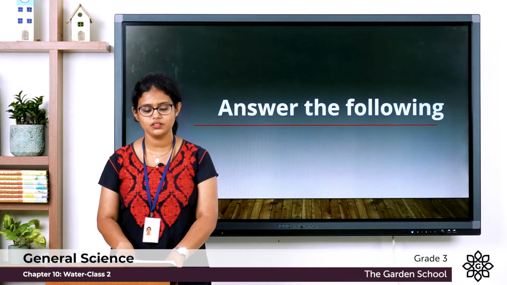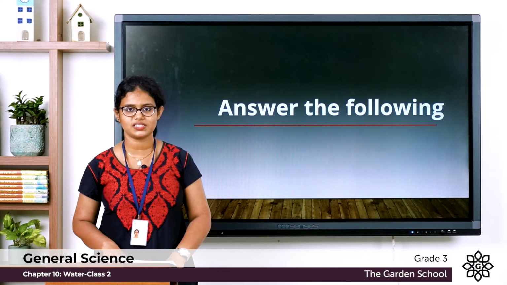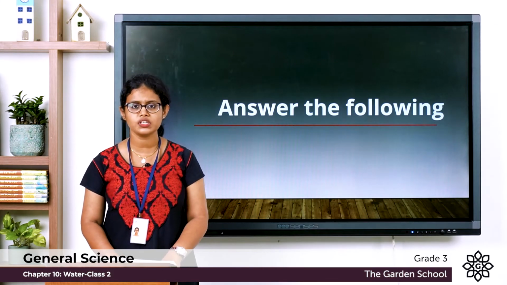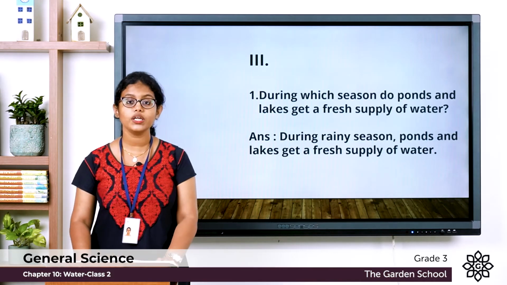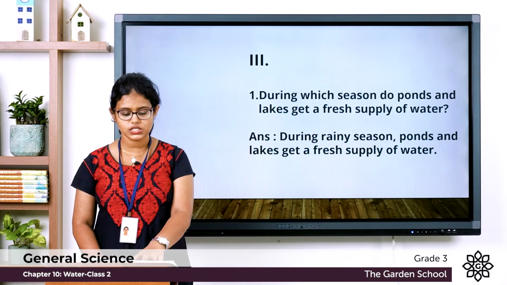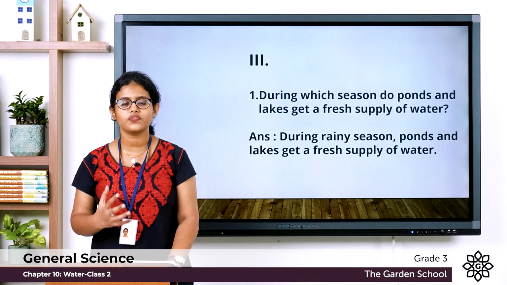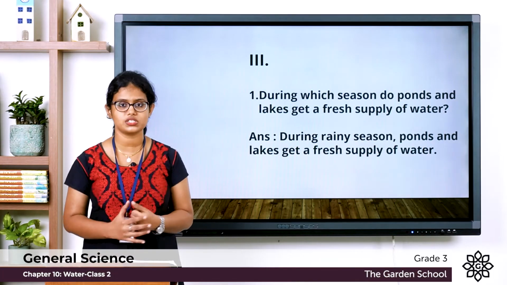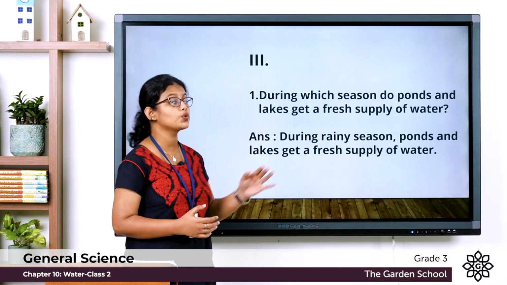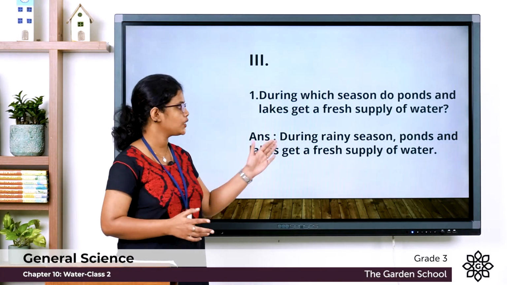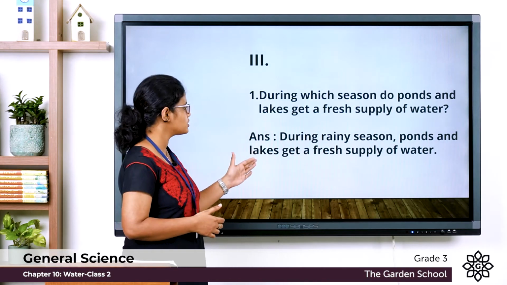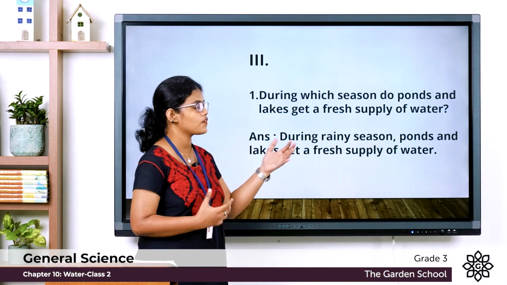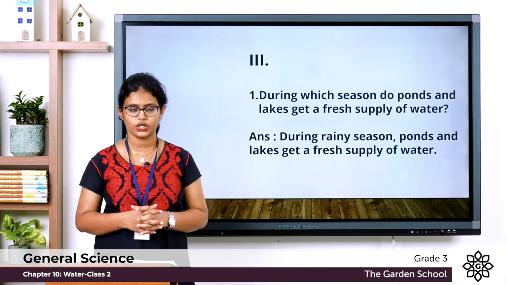Moving to the third one, answer the following questions. Let's start with the first one. During which season do ponds and lakes get a fresh supply of water? It is during the rainy season. During the rainy season, ponds and lakes get a fresh supply of water.